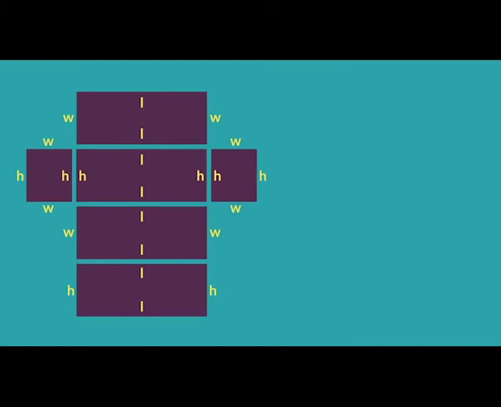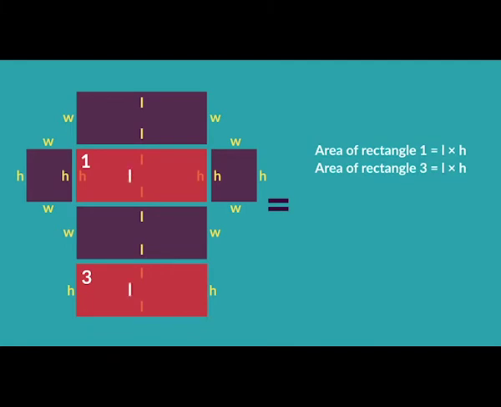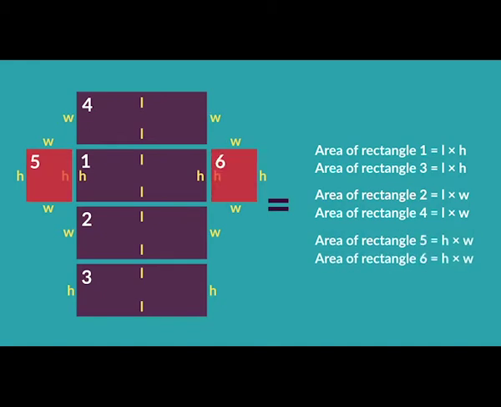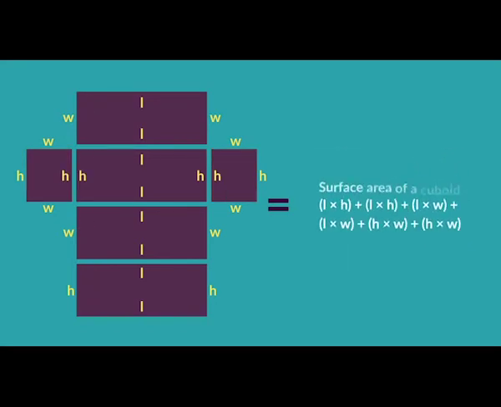Once it's expanded into a flat surface, as we did with the cube, we can work out the areas of each side separately. The area of rectangles 1 and 3 are equal to the length times the height. The areas of rectangles 2 and 4 are equal to the length times the width. And the areas of rectangles 5 and 6 are equal to the height times the width. Now we can add all of these areas together to get the total surface area.